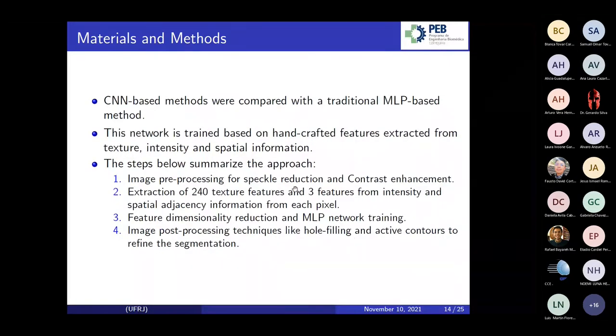After the CNN training, we train a traditional MLP method, a traditional neural network, where we use handcrafted features extracted from texture, intensity and spatial information of each pixel. And we have four steps, beginning with the pre-processing of each image to remove speckle noise and the contrast enhancement, which is just a histogram normalization. We extract a total of 243 features from each pixel. And before the training, we do a feature dimensionality reduction. And after the training, to refine the segmentation, we apply techniques like region filling and active contour.